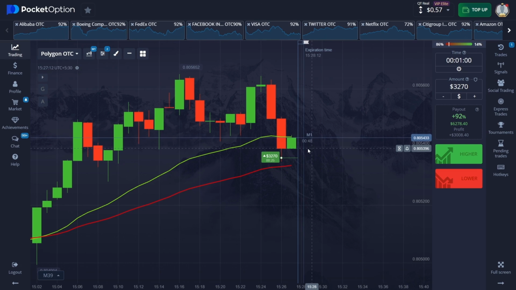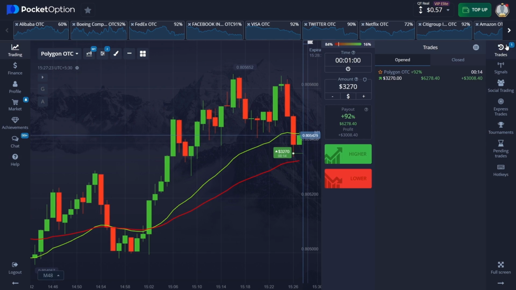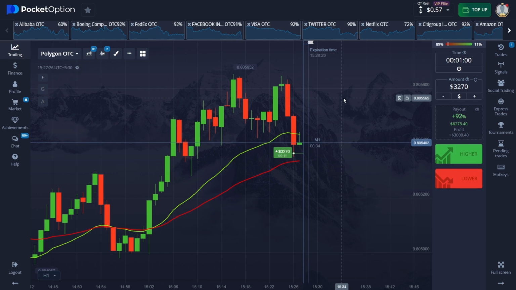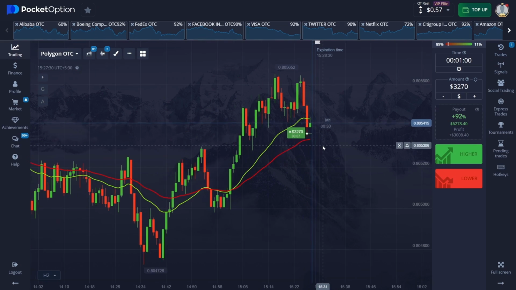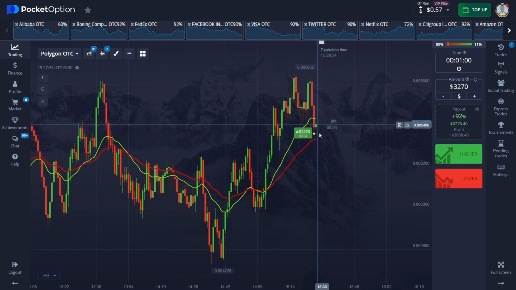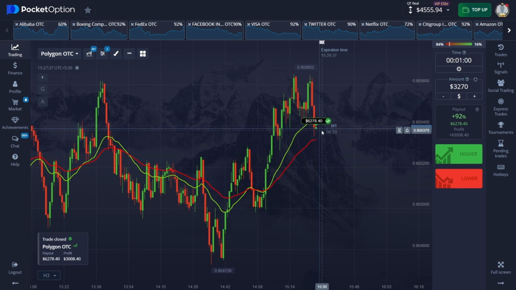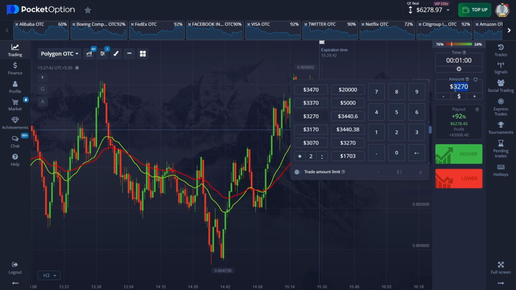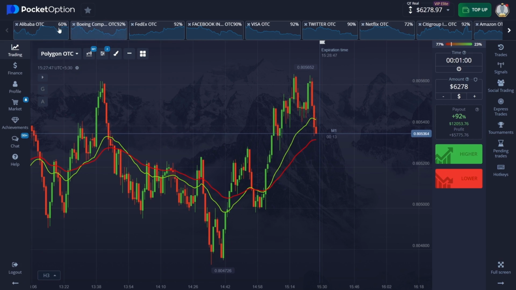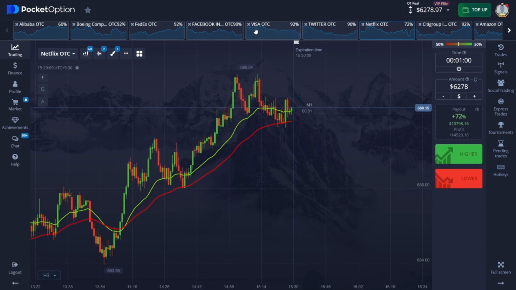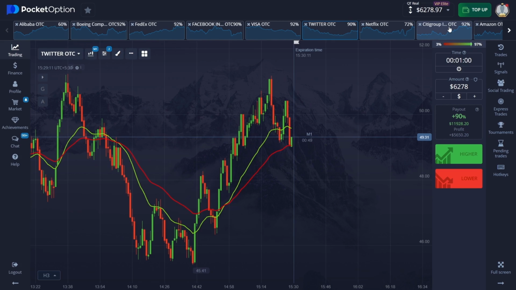The trade is currently in our favor with only a few seconds left, 23 seconds remaining. Now, just 14 seconds left. Okay, it's a win. We've won another trade. And our balance is now $6,278. Let's find a trade on the OTC market for $6,278. We need just one more trade to reach our target.